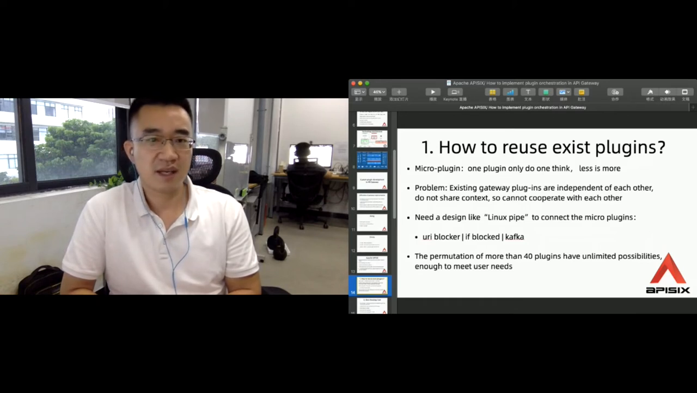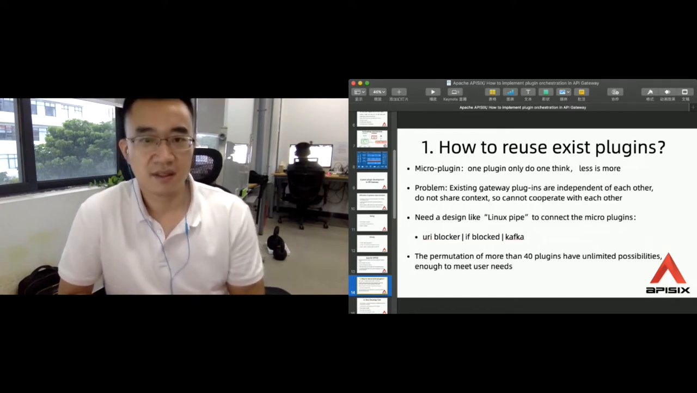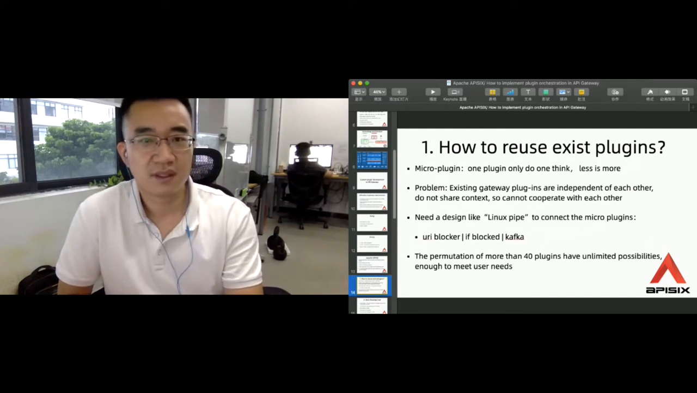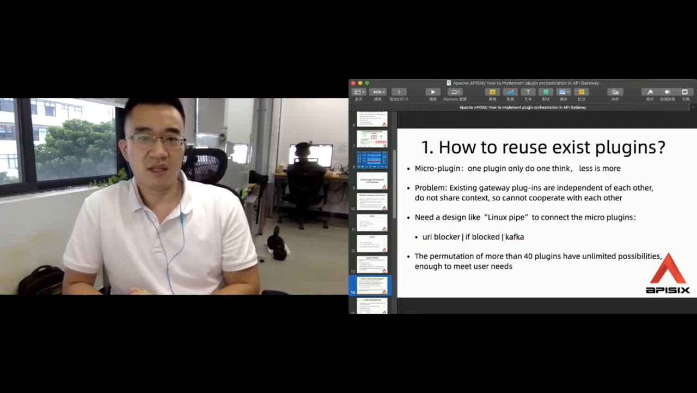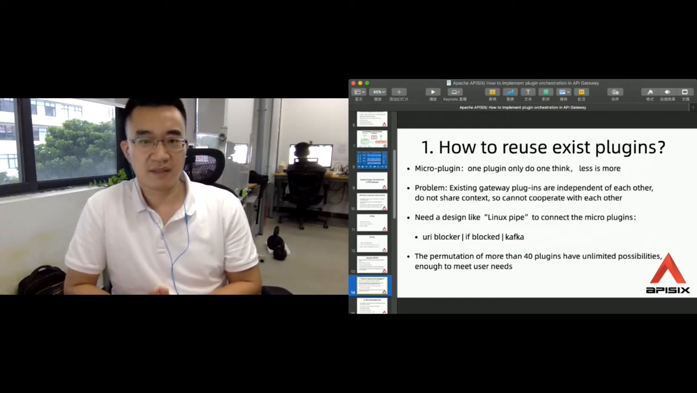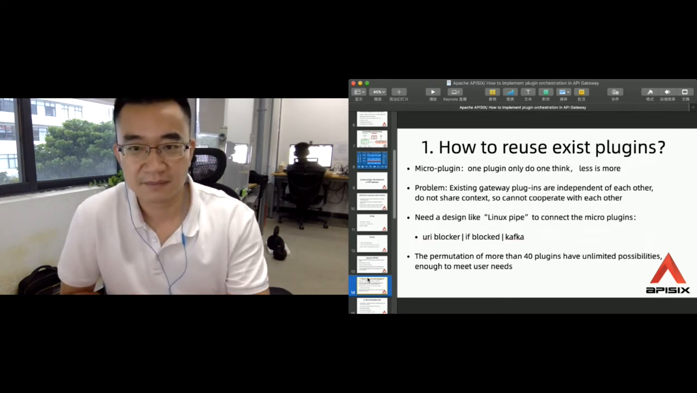Apache APISIX now has more than 40 plugins. The permutations of more than 40 plugins have unlimited possibilities, enough to meet users' needs. But the problem now is that for all the API gateways that have been open sourced, the plugins do not share context and cannot cooperate with each other. So we need to connect their plugins together. Only by doing this can we solve the problem of plugin reuse with micro plugins.